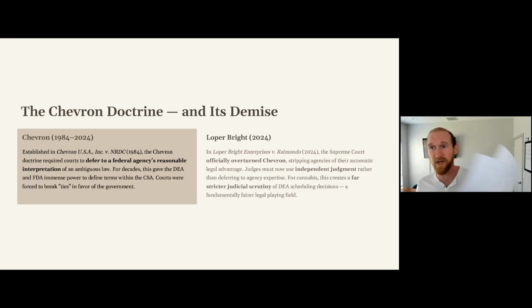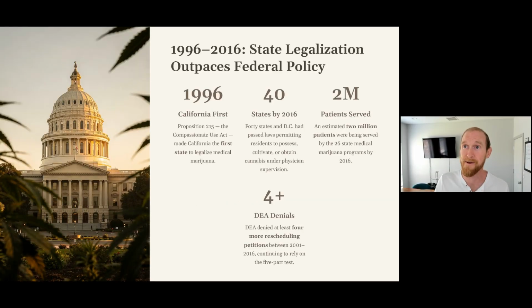But in 2024, in Loper Bright Enterprises versus Raimondo, the Supreme Court officially overturned the Chevron deference, stripping agencies of their automatic legal advantage. Judges must now use independent judgment rather than deferring to agency expertise. For cannabis, this creates far stricter judicial scrutiny of the DEA scheduling decisions and a fundamentally fairer playing field. So, you know, things have changed, right?